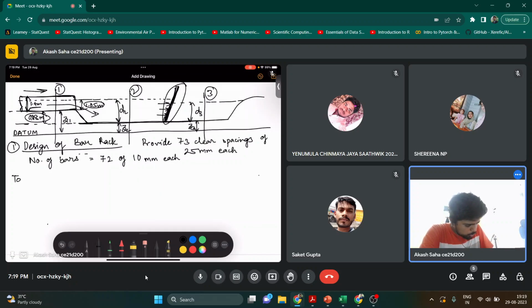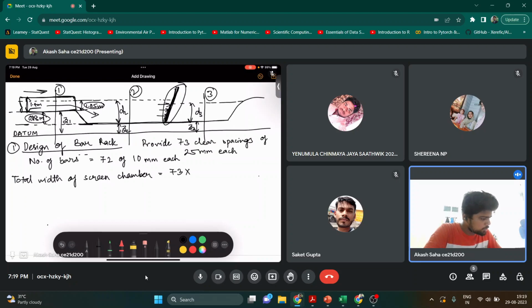So the total width of the screen chamber will be equal to 73 into 0.025 plus 72 into 0.010. So that will be equal to 2.545 meter. So is it okay? So we now got the total width of the screen.